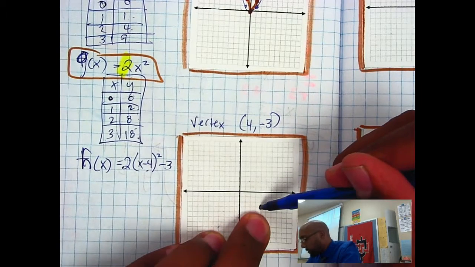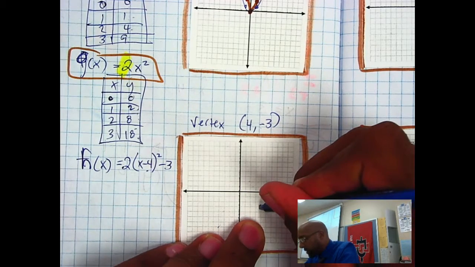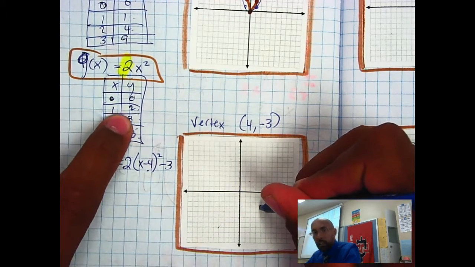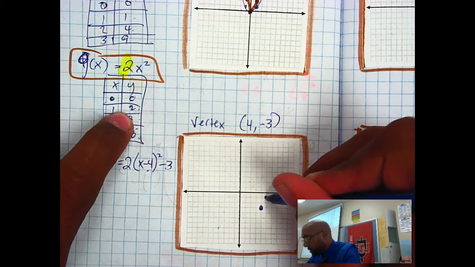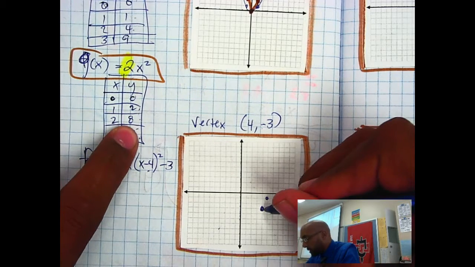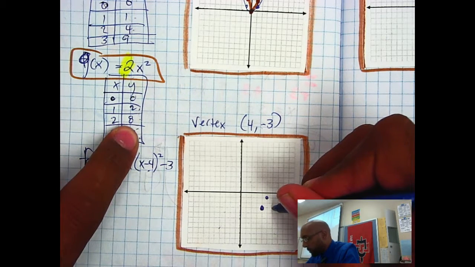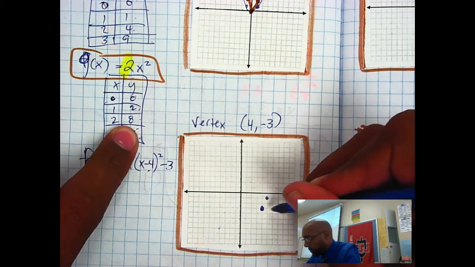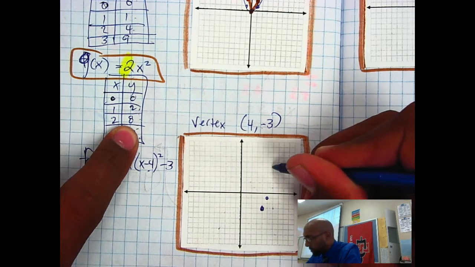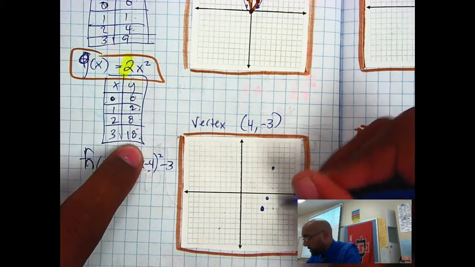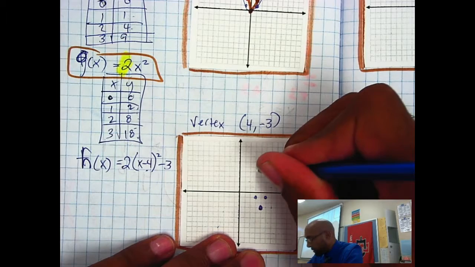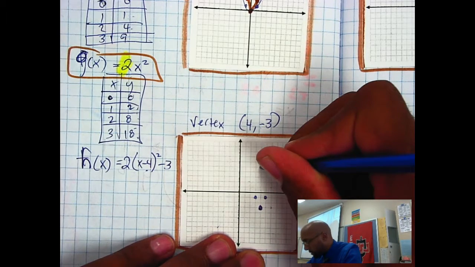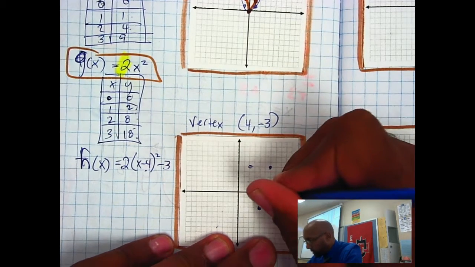So if I start here, then when I go to the next point, I go to the right, but then up 2. And then if I go to the right one more time, I'm going to go up 8, counting from the vertex. Up 4 plus 4, 8. And the last one would be 18, but again, that doesn't fit. And then obviously reflect it over to the other side, and then make your U.